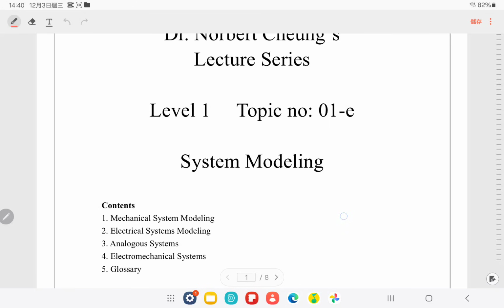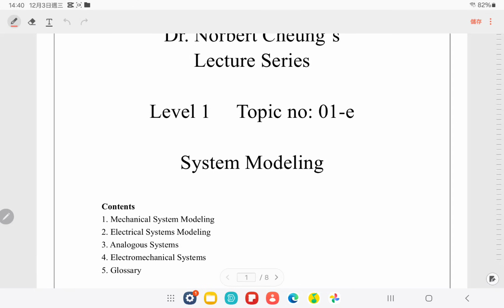So next is on system modeling. What is system modeling? Modeling of mechanical and electrical systems. Just like what I said, what is important? This one, electrical modeling. This is more important than mechanical because you are not mechanical engineering students.